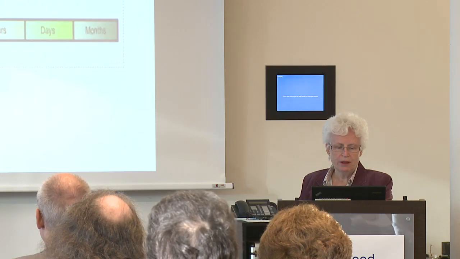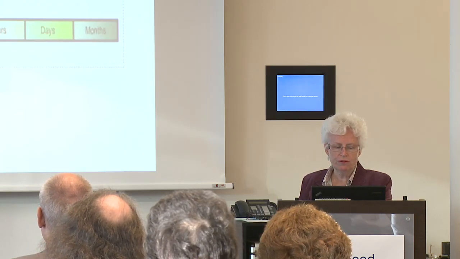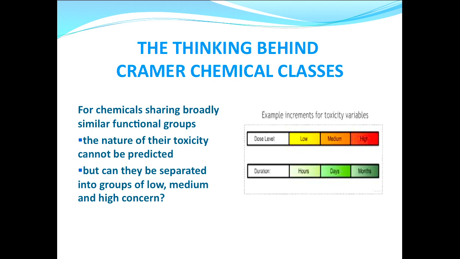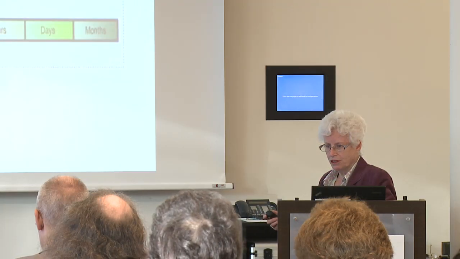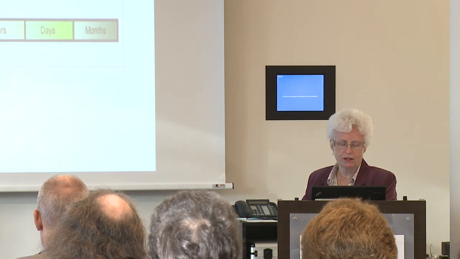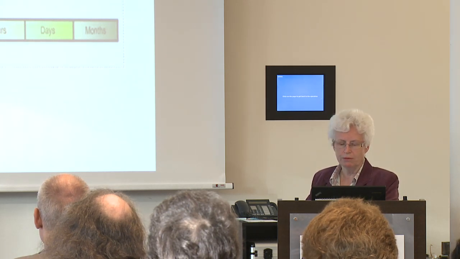So the way their thinking went was that if you identify functional groups on chemicals, and some of those could be grouped together, at least you could classify them into a group of low suspect toxicity, medium suspect toxicity, and high suspicion for toxicity. But they did emphasise that you couldn't actually predict the nature of their toxicity. You couldn't say what type of toxicity you might expect, but you might at least be able to say, we think this compound might be toxic, or we think there's a very low probability of this compound being toxic.